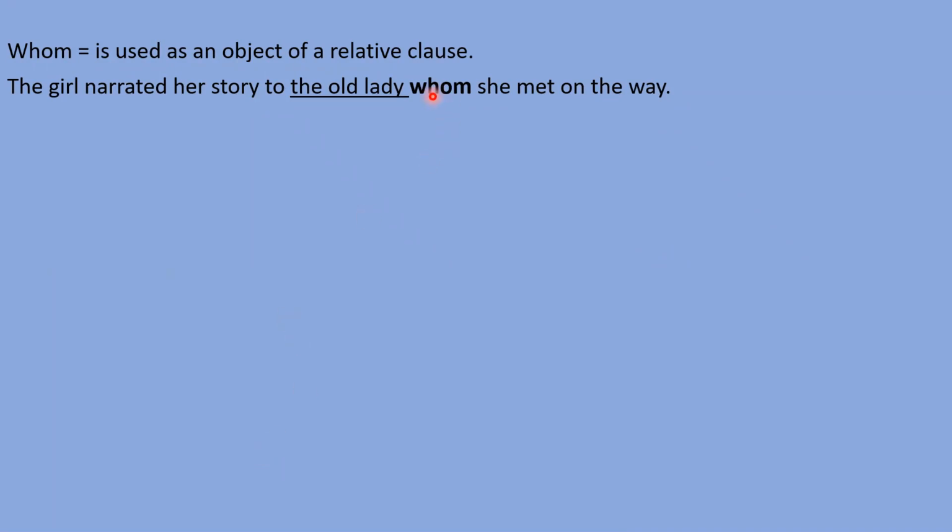So this whom has been used here. You can see that the word she is there. She is the subject. So this word whom we have used as an object, right? So whenever we have to write the object of the sentence, we can write whom there. And the old lady is the antecedent of the whom word, right? Understand the next example.